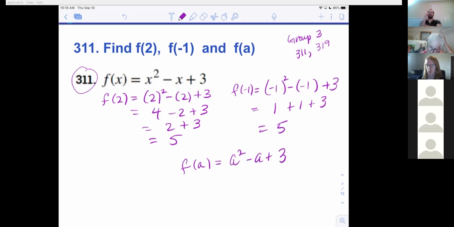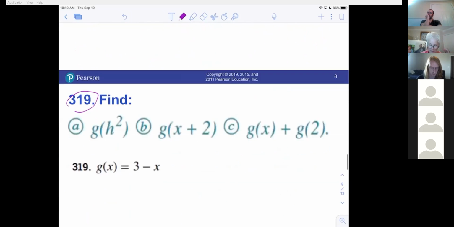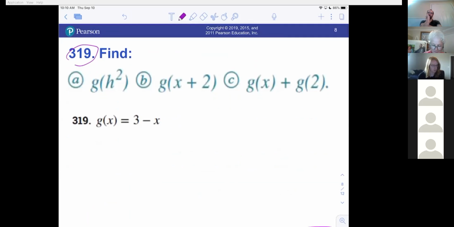Perfect. Great. And then what about 319? So I didn't get to 319. Okay. Did anyone do 319 that wants to walk me through it? No, I didn't do it either because it was taking me a long time to get into the breakout room. Okay, I understand. Okay, so let's just go through this. So here, g of h squared just means that everywhere you have an x, you're going to put in an h squared.